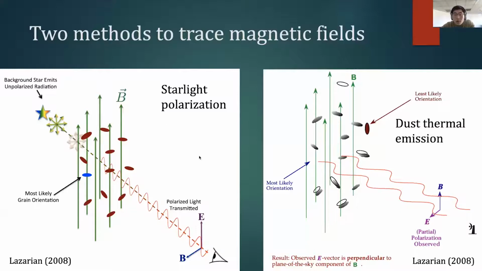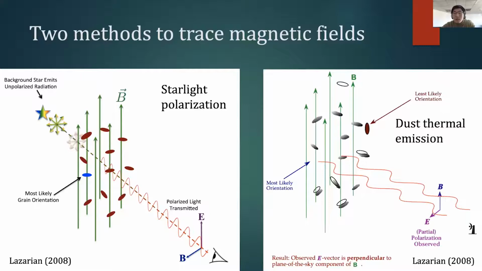As we know, the light from a star is unpolarized. But when the light of a background star passes these aligned dust grains, the starlight would be slightly more blocked along the long axis of the dust grains. So the starlight would be a few percent polarized in the direction of the short axis. Thus, we can trace the direction of the magnetic field by detecting the polarization of a background star.